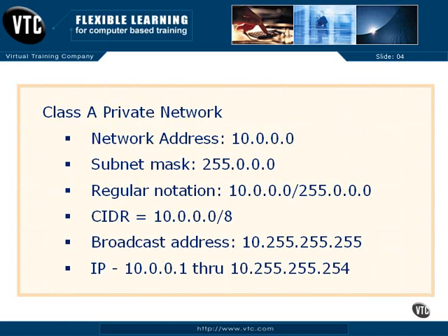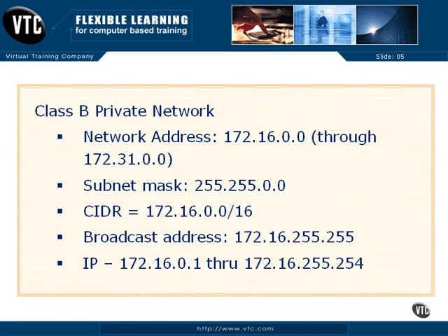If you want to broadcast a ping to all the computers on that network, you can send it to 10.255.255.255, and the range of IP addresses that can be assigned to actual computers are as shown. A Class B private network supports a network of approximately 65,000 computers.